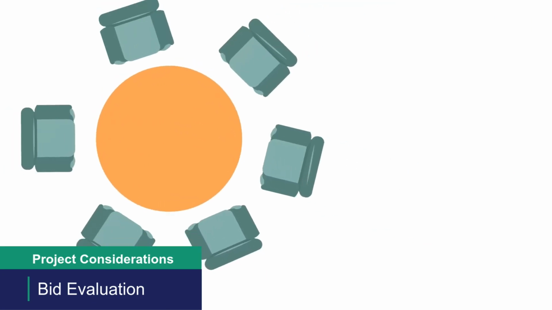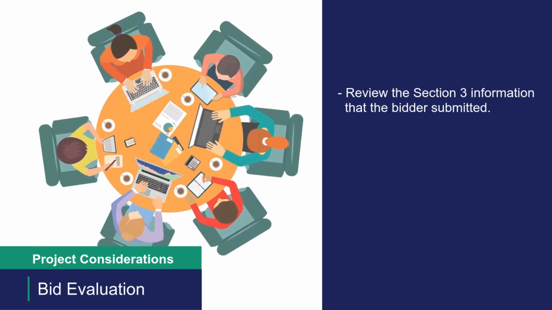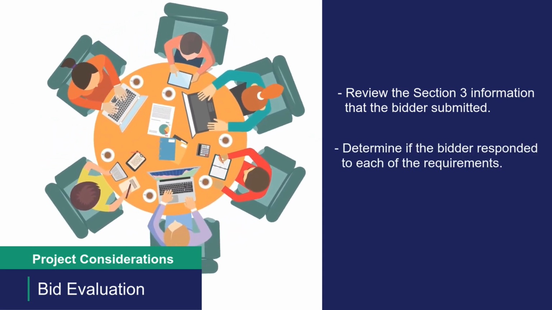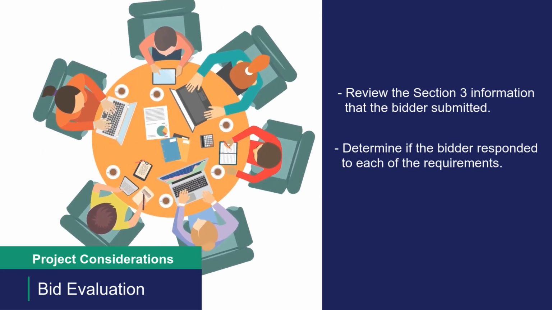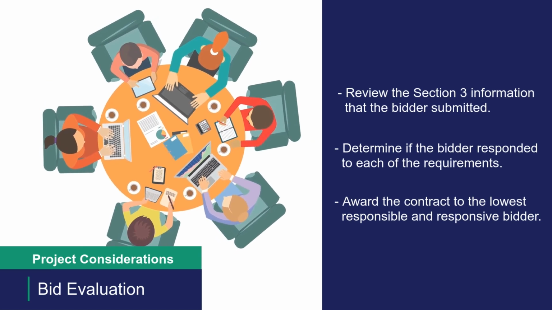During the evaluation process, on the project or contract level, grantees should review the Section 3 information that the bidder submitted, determine if the bidder responded to each of the requirements, and then award the contract to the lowest responsible and responsive bidder.